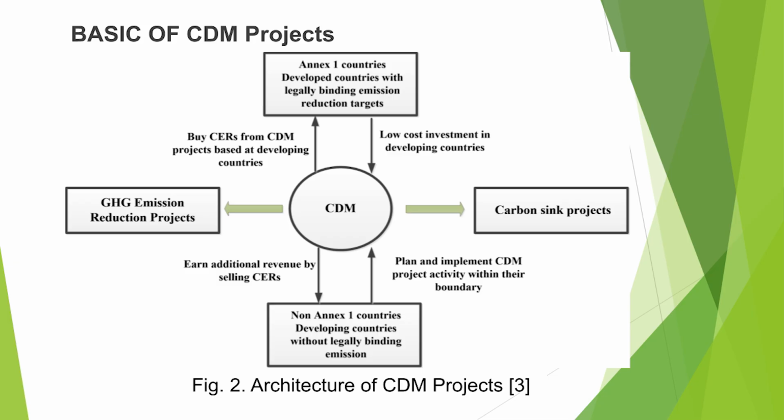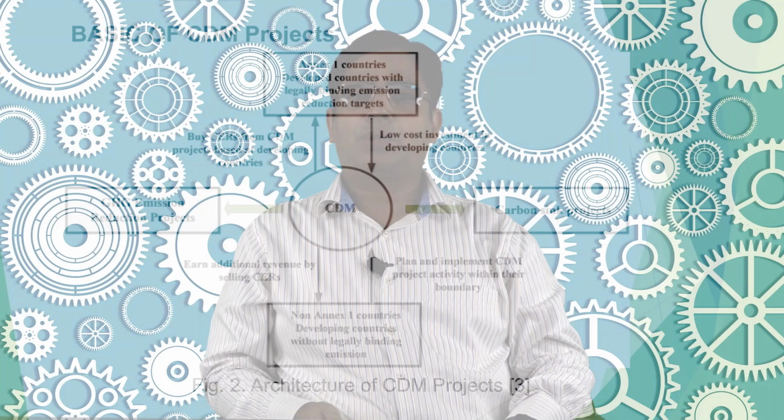But on the other hand, the target of the Annex 1 countries is to provide these CDM projects at a lower cost, whereas non-Annex 1 countries plan and implement CDM project activity within their boundary. Now we will talk about the objectives of the CDM projects, because if you are going to implement anything, we should know the aims or objectives behind these CDM projects.